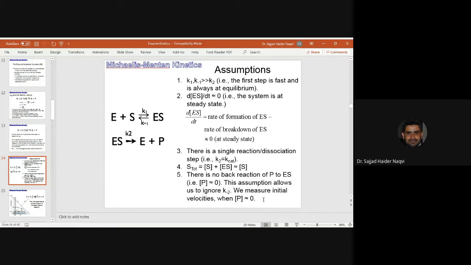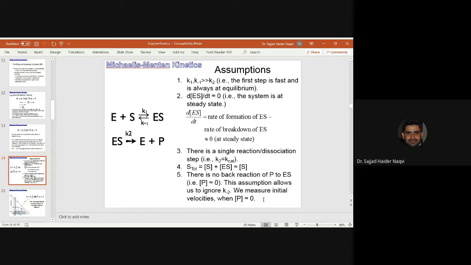Initial velocity obviously is the velocity that refers to the beginning of the reaction. So once you mix the enzyme and substrate and the reaction has started at time zero, for example, we expect that there is no product because the reaction has just started. That's why we are considering the product as zero at this stage. So we have 5 assumptions overall. I'll go through them quickly.